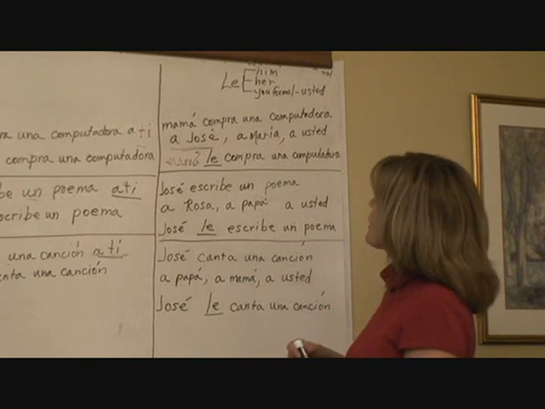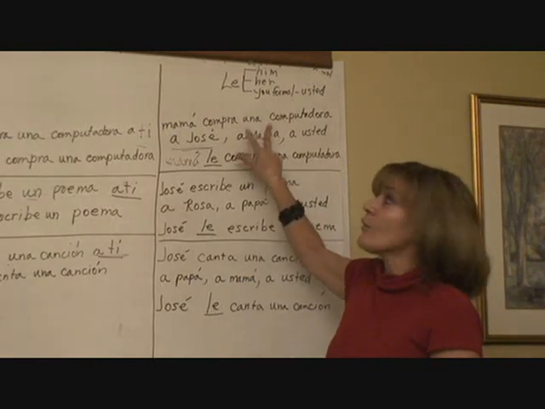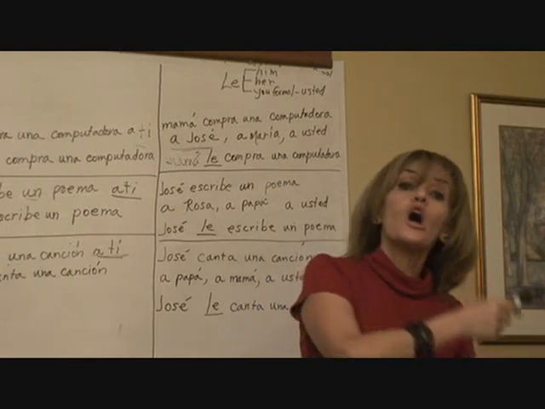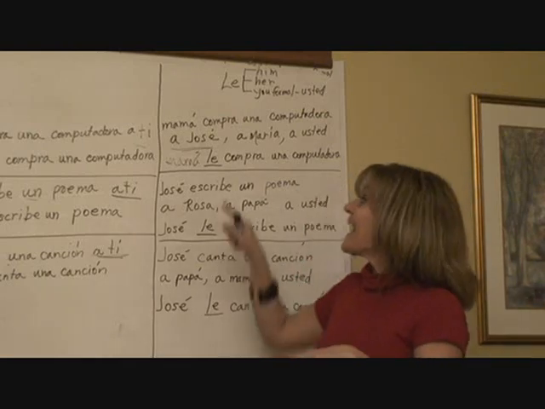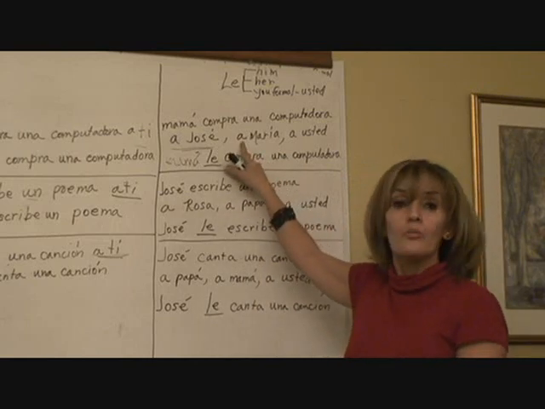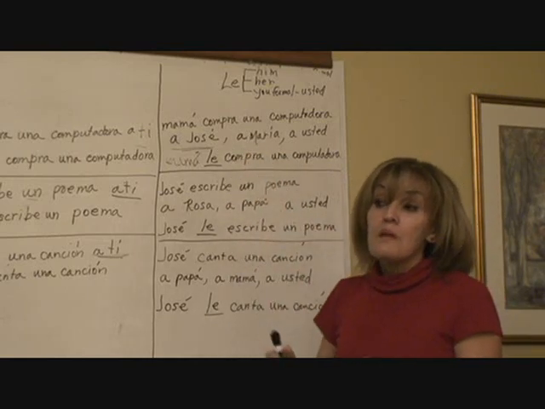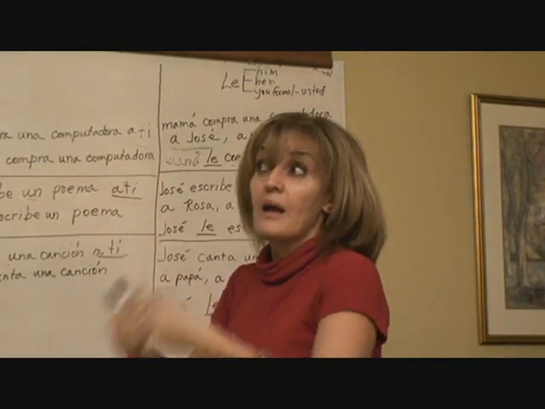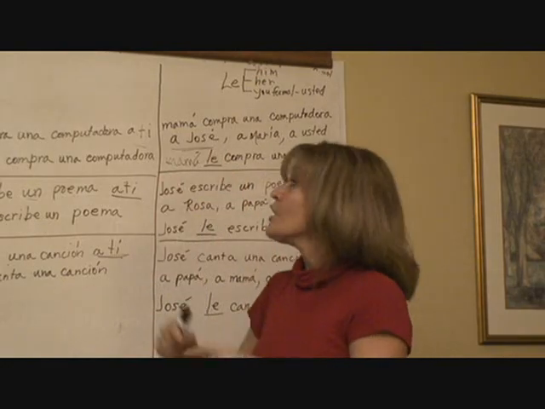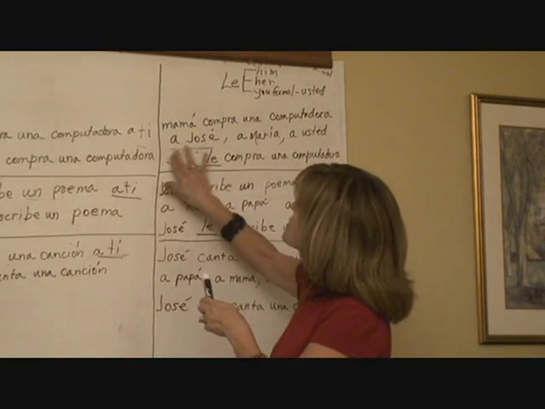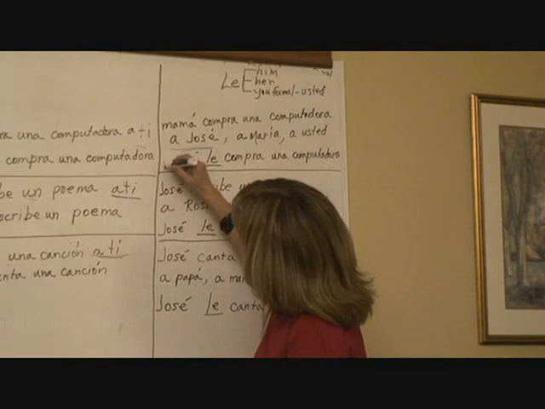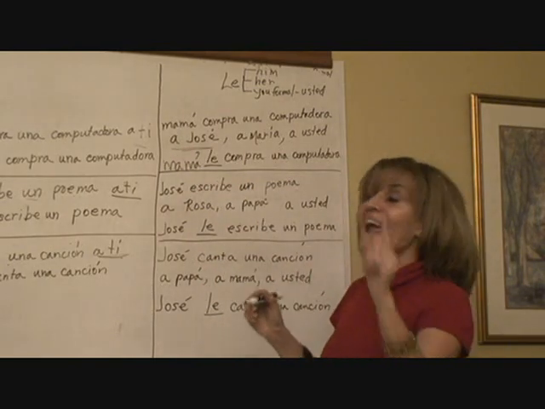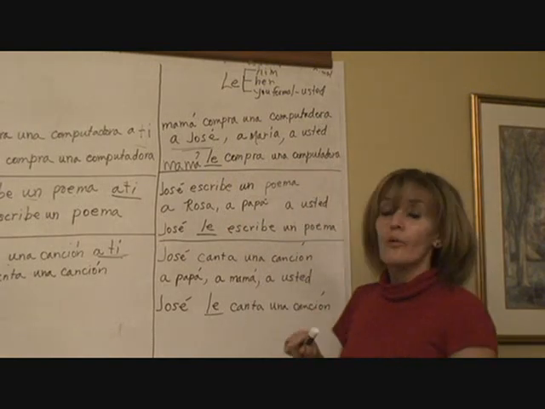Well, she could be buying a computer for Maria. Where is the computer going? To her. Mamá buys her a computer. Mamá le compra una computadora. Or maybe she's buying a computer for you, usted, Mr. Smith. My mother is buying a computer for you, sir. Mamá le compra una computadora.